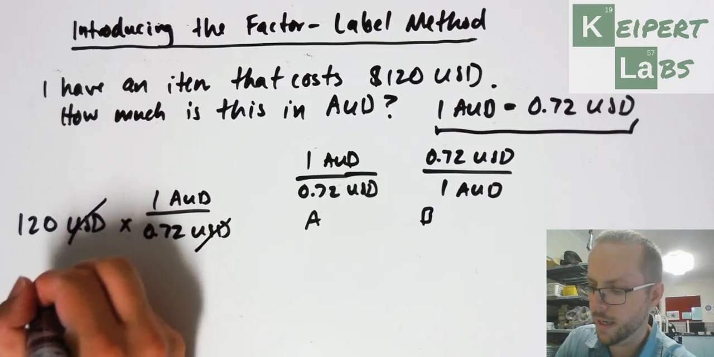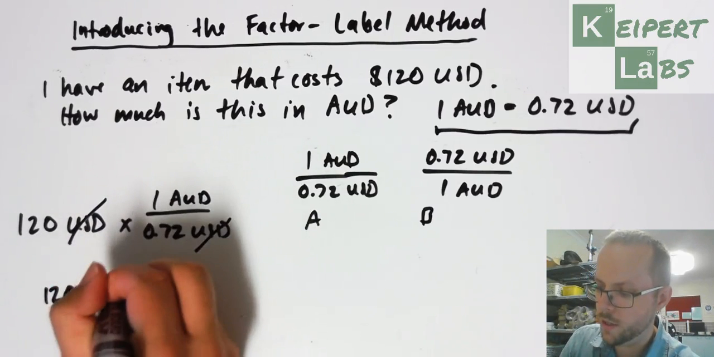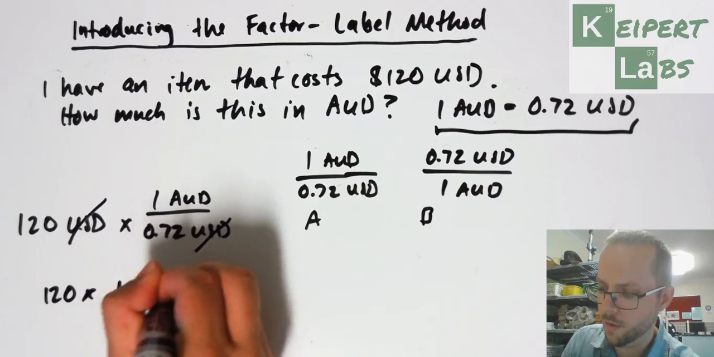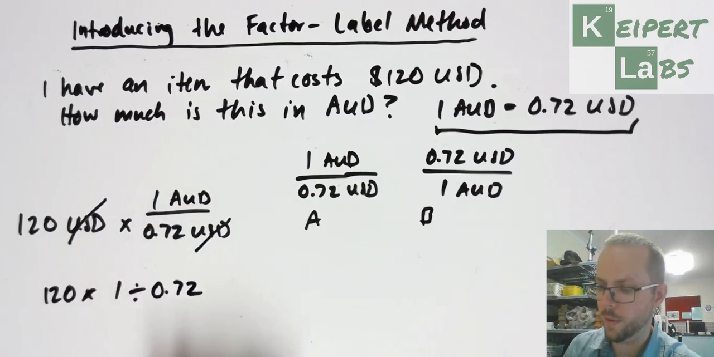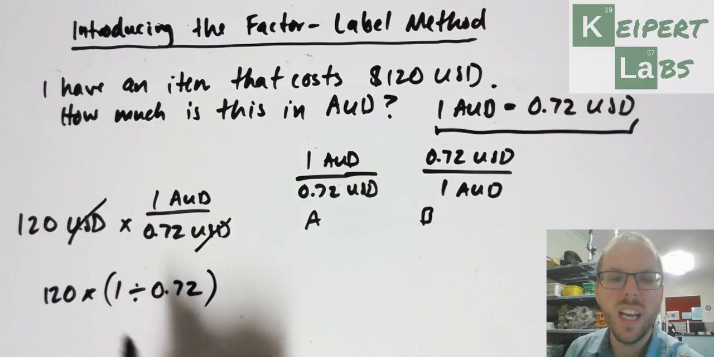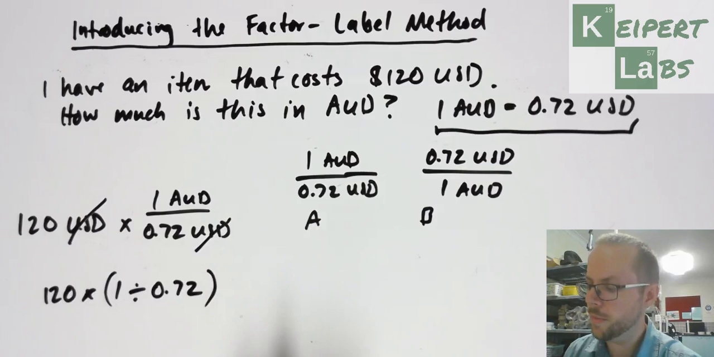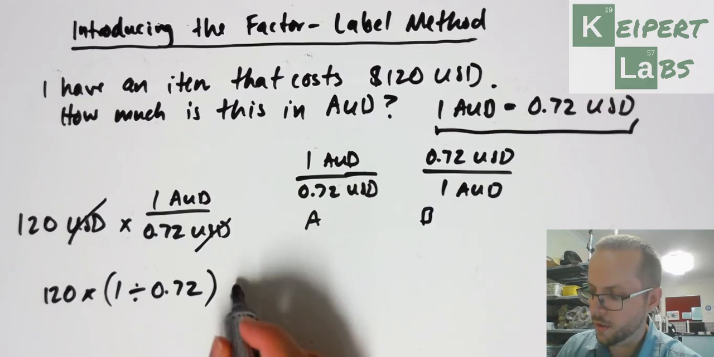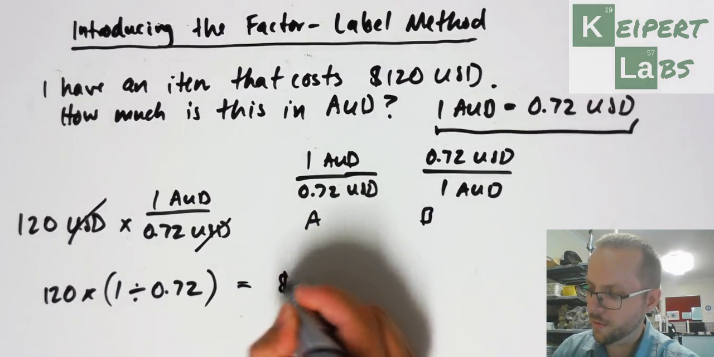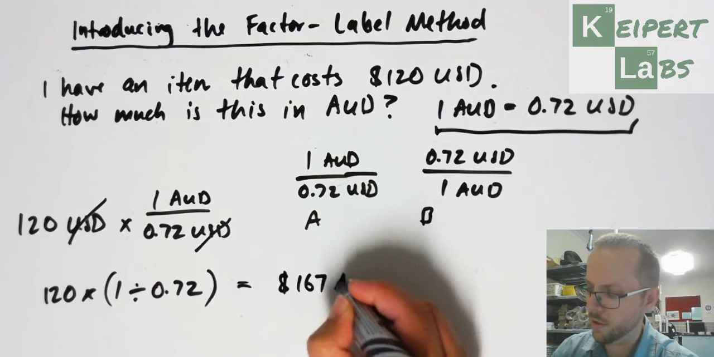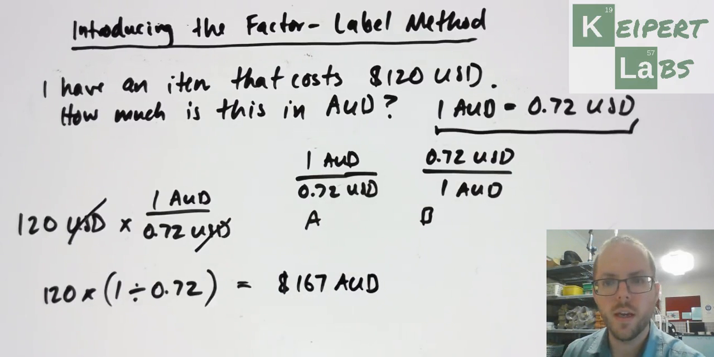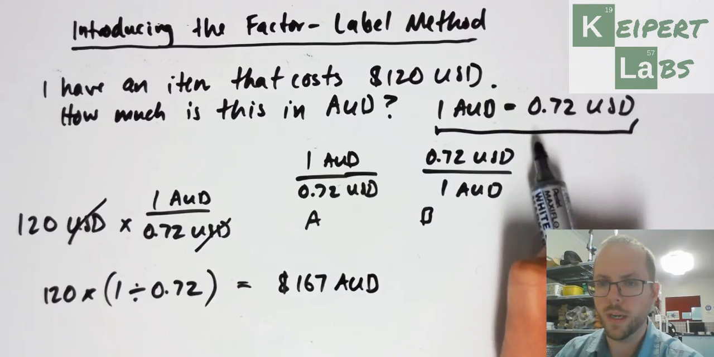So what I put into my calculator is 120 times 1 divided by 0.72. If I wanted to be cautious, I could put that in brackets, or if you've got a scientific calculator, you can write it as a fraction, which I think is a really smart strategy to get used to, so that you're telling the calculator what it needs to know to do the way you want it to do, instead of it making a silly mistake. So we do this calculation, and then we end up with, rounded off, 167 Australian dollars.